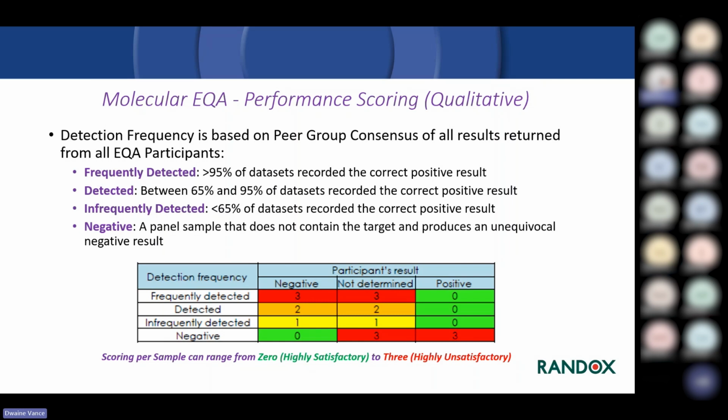So the individual score for each sample for each individual lab can range between 0, which means highly satisfactory, to a maximum penalty point of 3, which is highly unsatisfactory. And this table here shows you, and colour has been added as a visual aid, that the 0 in this instance is a perfect score, whereas 3 is the least successful scoring for each sample.